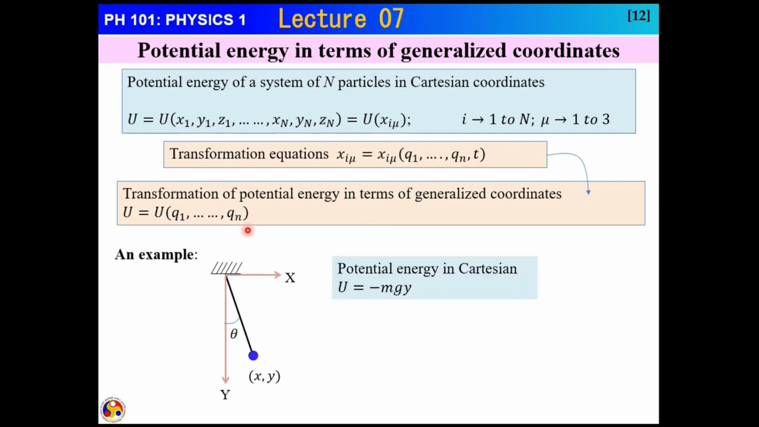Again, we are going to take this example. What is the potential energy? The potential energy for this object is minus mgy. Here the minus sign is coming because I am taking the y-axis downwards. We generally take the x-axis something like this. But what I have done is I have rotated this by 180 degrees.